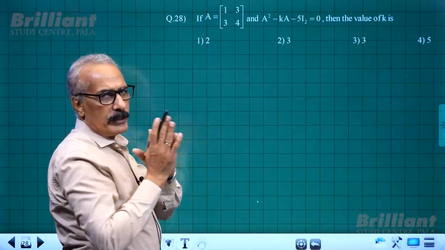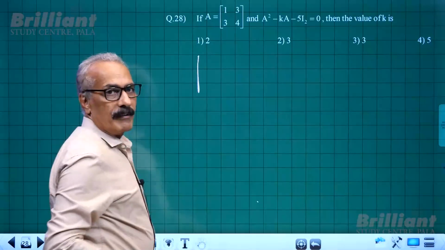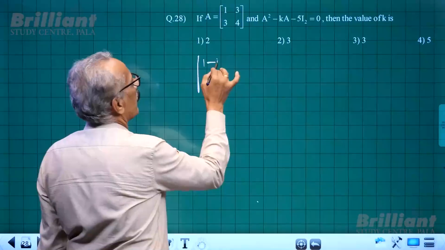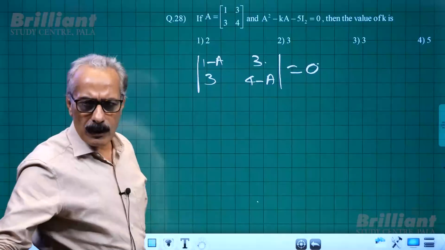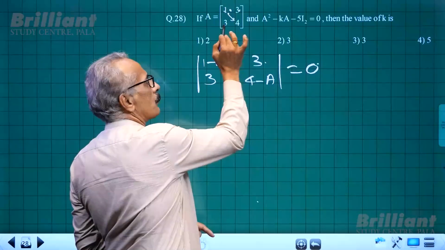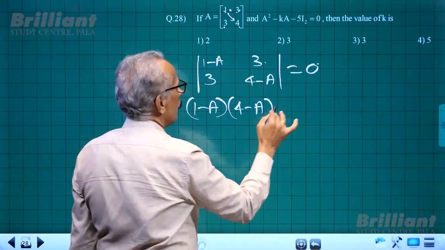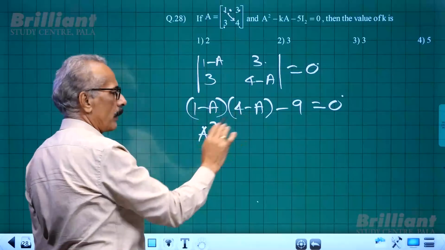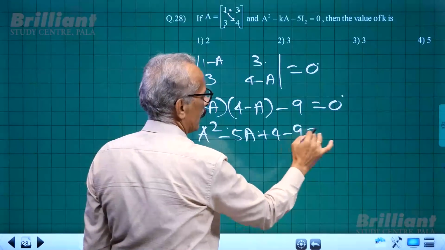So what we have, we are applying the matrix equation, that is really called the Cayley-Hamilton theorem. So determinant: from the leading diagonal, you subtract lambda, that is 1 minus lambda, 3, 3, 4 minus lambda equal to 0. If it is a third order matrix, same thing. From the leading diagonal, 1 minus lambda, 3 no change, 3 no change, 4 minus lambda. Open. (1 minus lambda) into (4 minus lambda) minus 9 equal to 0. Open the bracket. This will be lambda square, then minus 4 lambda, minus lambda, that is minus 5 lambda, then plus 4 minus 9 equal to 0.